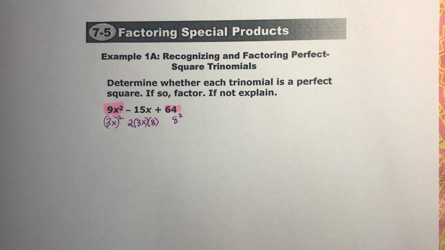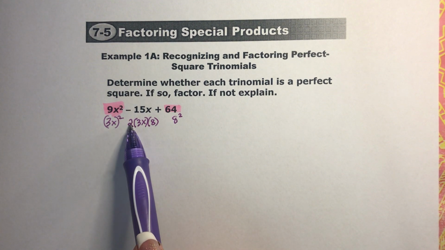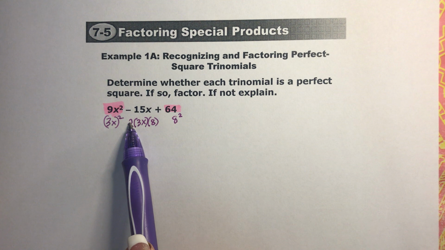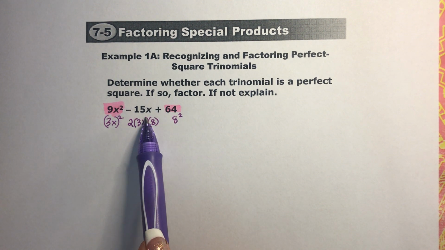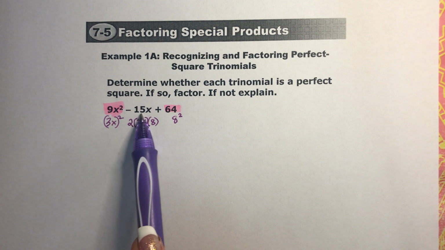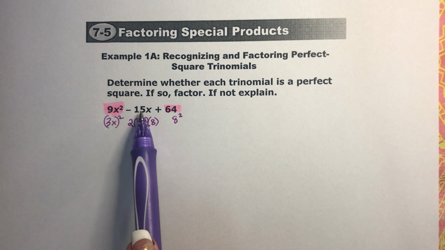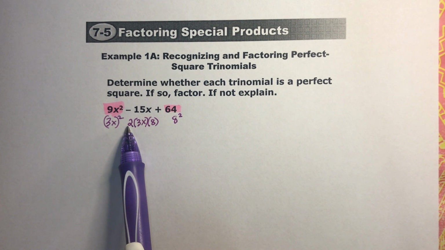And if you look at that, this is kind of interesting. If you multiply a number by 2, that number is always going to be even. So if you have a perfect square here and a perfect square here and you have an odd number in the middle, it can never be a perfect square trinomial. This middle term always has to be even because you multiply it by 2.